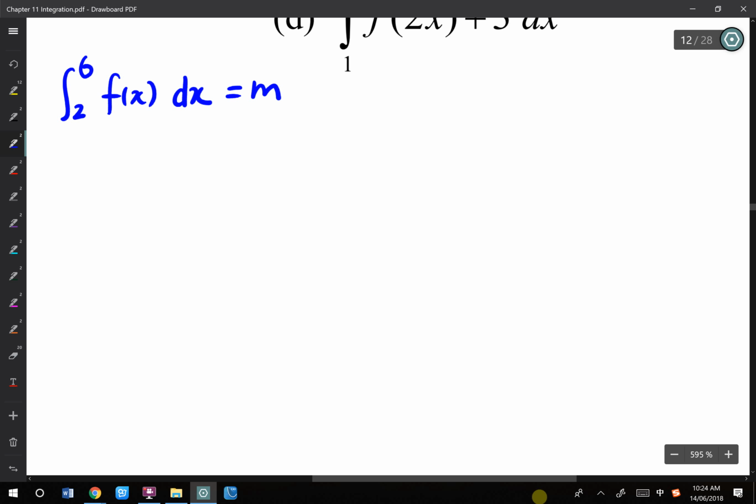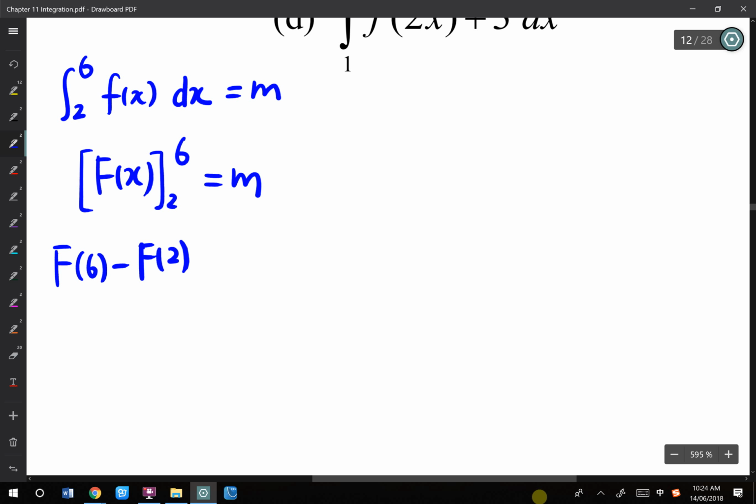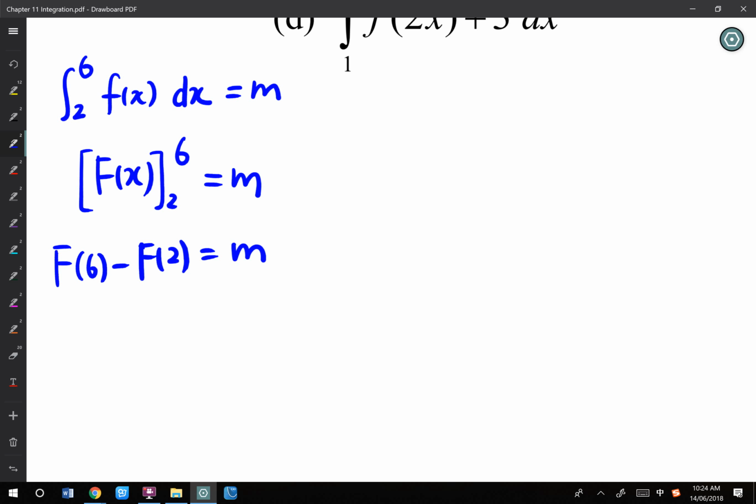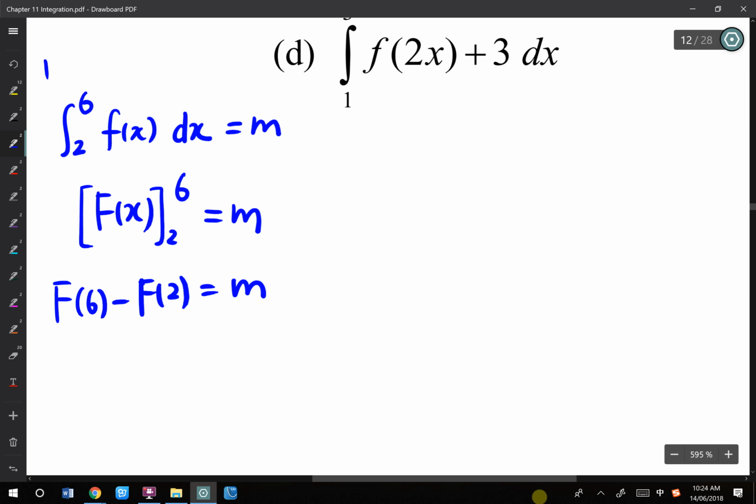Now, the integral of f of x gives you capital F of x. The integral from 2 to 6 equals n. So what that means is F(6) minus F(2) equals n. That's from what you know already. That's the first thing you think about.